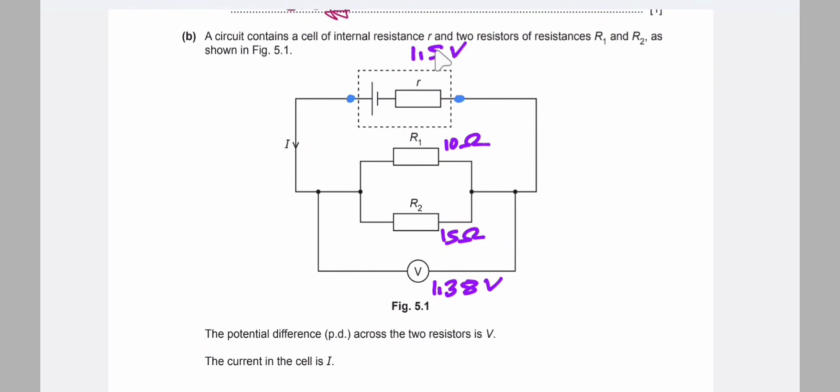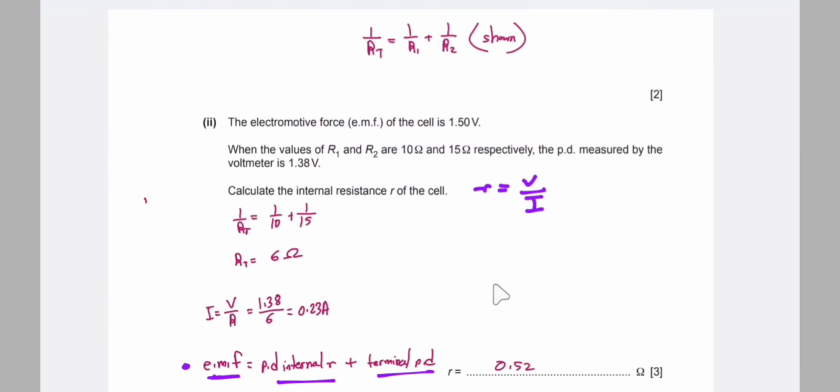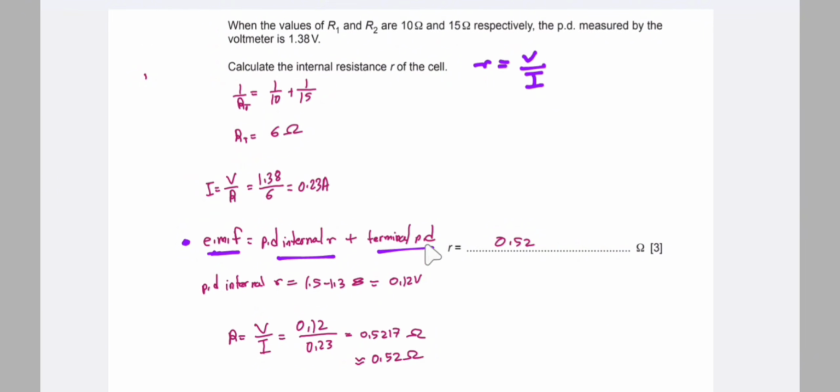So we know the value of the total EMF, and the terminal potential difference is 1.38 volt, since there is no other resistor. The EMF is 1.5 volt. That is, 1.5 is equal to the potential difference across the internal resistance plus the terminal potential difference, that is 1.38.